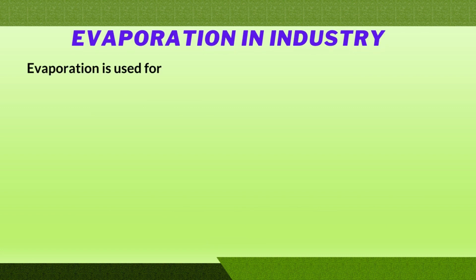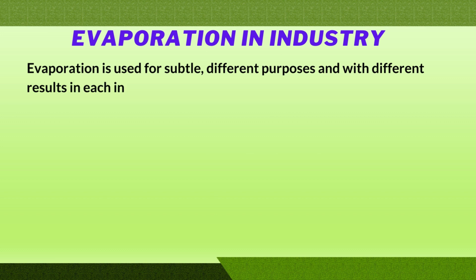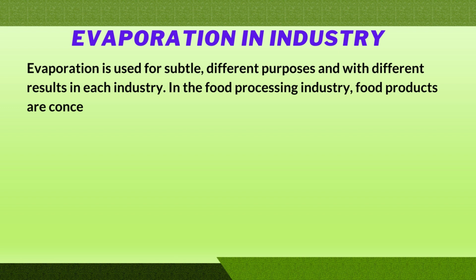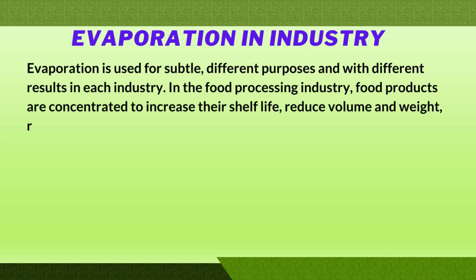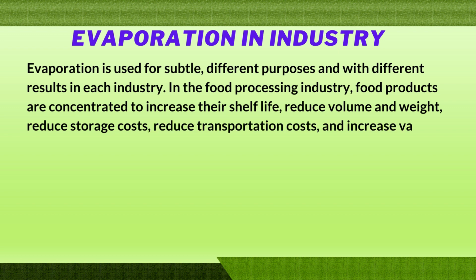Evaporation in industry. Evaporation is used for subtly different purposes and with different results in each industry. In the food processing industry, food products are concentrated to increase their shelf life, reduce volume and weight, reduce storage costs, reduce transportation costs, and increase value.